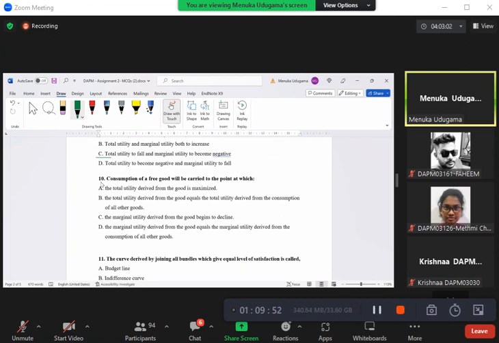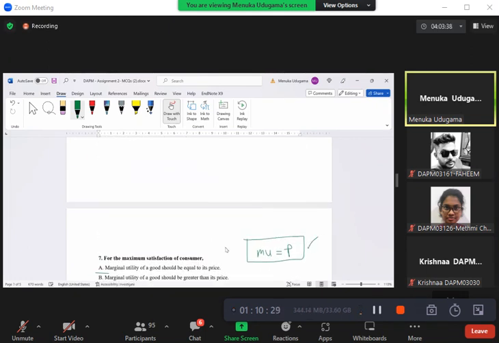Question number 10. So we saw that consumption of a free good, if it's not priced, any commodity that is free, we said that the total utility derived can be maximized. Right? Otherwise, once it's priced, we use this function to find the optimum point.